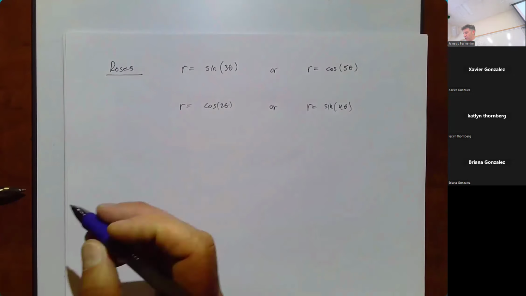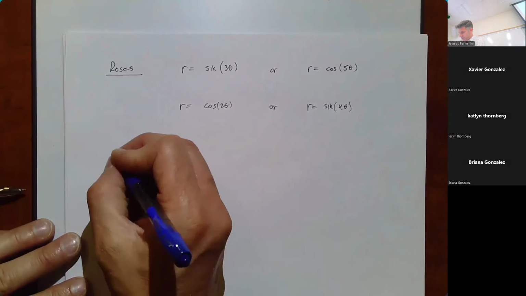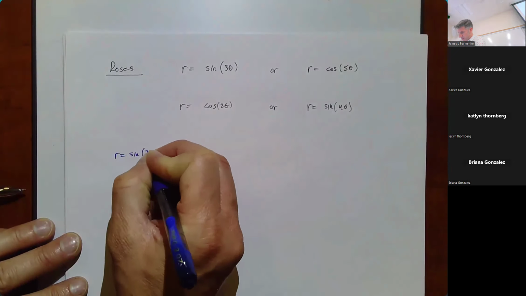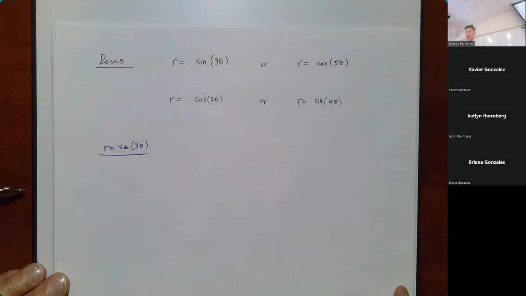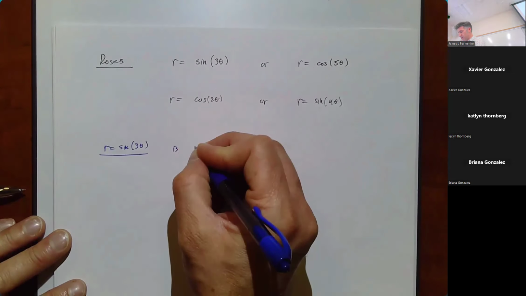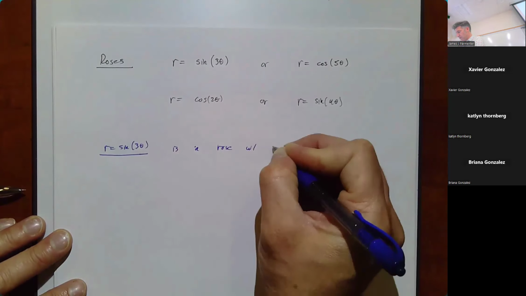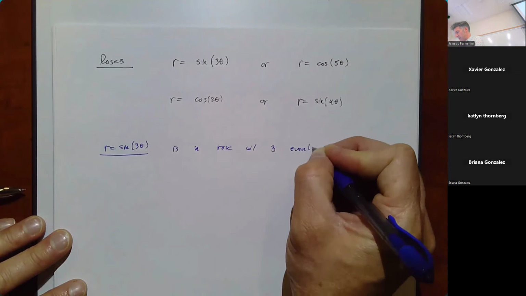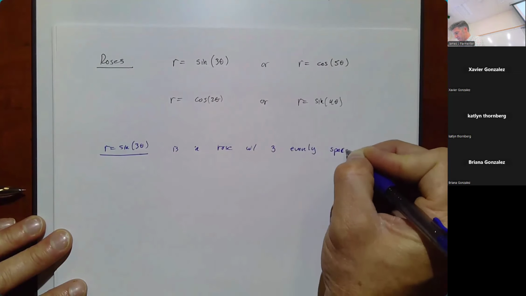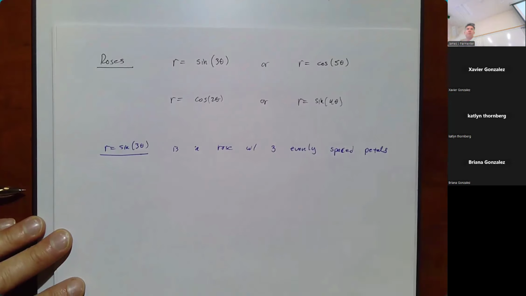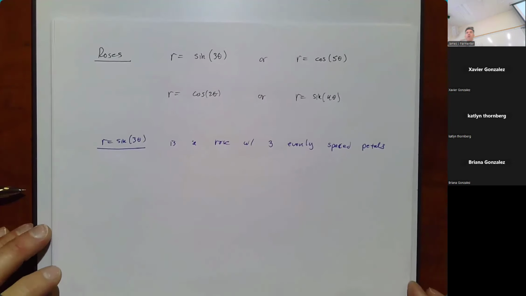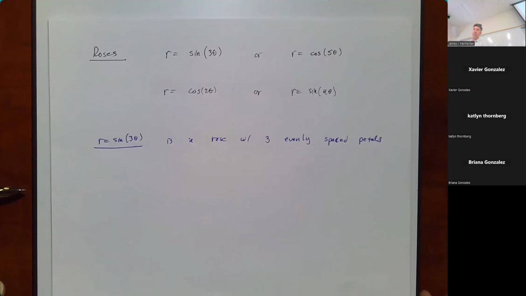So let's start off with r equal to sine of 3 theta. Here's what I know. r equals sine of 3 theta is a rose with three evenly spaced petals, like a flower. And what I'm going to do is find one of them. When you have an odd number of petals, one of them always ends up being on one of the coordinate axes. But let me just show you how I graph this.